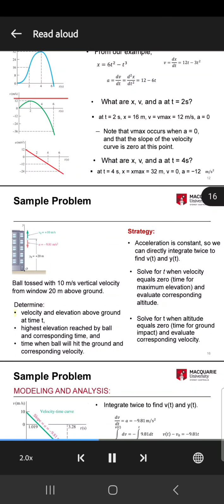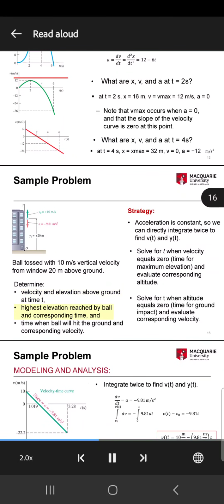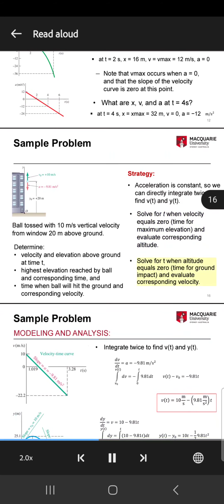Sample problem. Determine velocity and elevation above ground at time t. Highest elevation reached by ball and corresponding time, and time when ball will hit the ground and corresponding velocity. Strategy: acceleration is constant, so we can directly integrate twice to find v(t) and y(t). Solve for t when velocity equals 0, the time for maximum elevation, and evaluate the corresponding altitude. Solve for t when altitude equals 0, the time for ground impact, and evaluate the corresponding velocity.